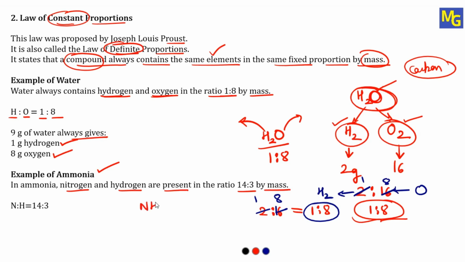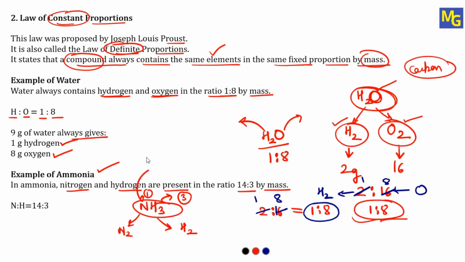Remember, what is the formula of ammonia? It is NH3. If you want to prepare NH3, then one element should be nitrogen and the other element should always be hydrogen. Then only you can get ammonia. What is the ratio of mass? Nitrogen is always 1, hydrogen is always 3. You cannot take nitrogen 2 or hydrogen 4. Compulsorily, if you want to prepare ammonia, nitrogen should be 1, hydrogen should be 3.